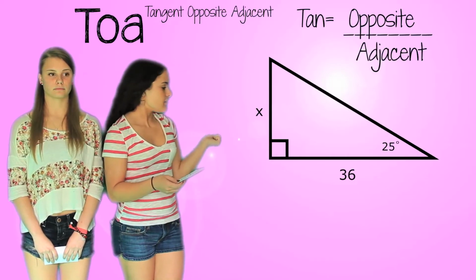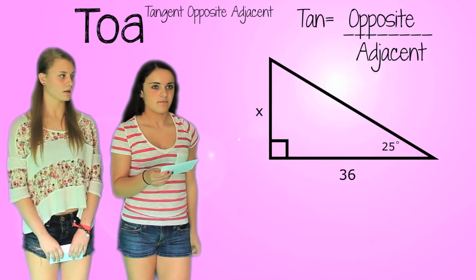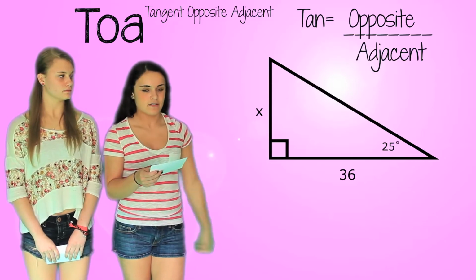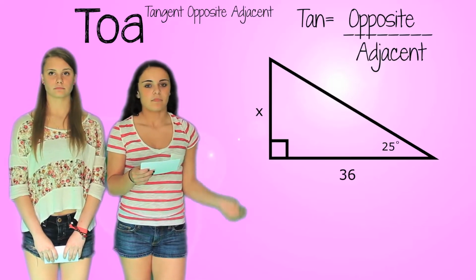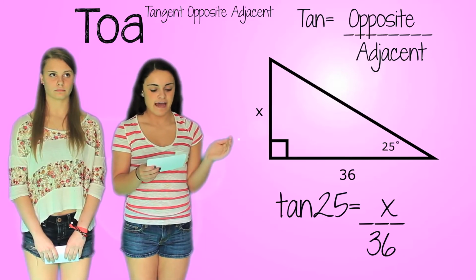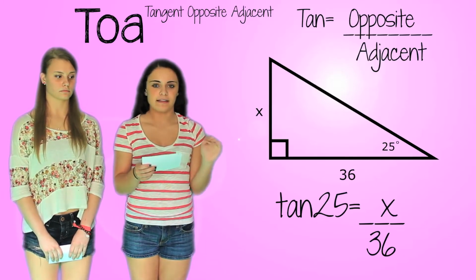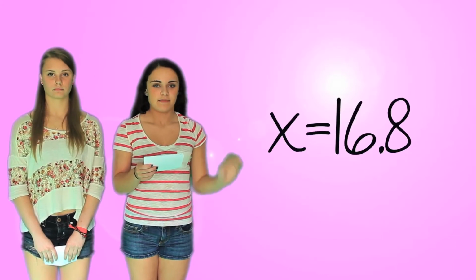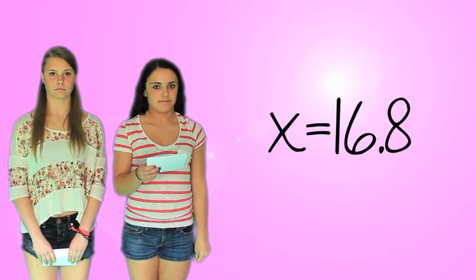Let's say this angle is 25 degrees, and the leg that we do have is 36. So, your formula would be tan 25 equals x, because we don't have that, over 36. And when you plug that into your calculator, you get an estimated answer of 16.8.